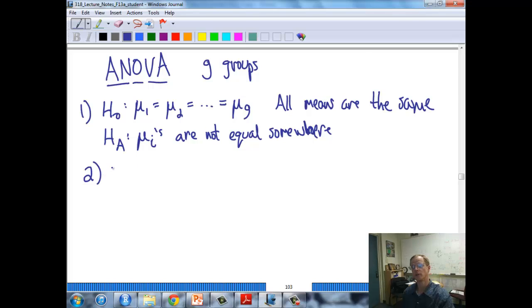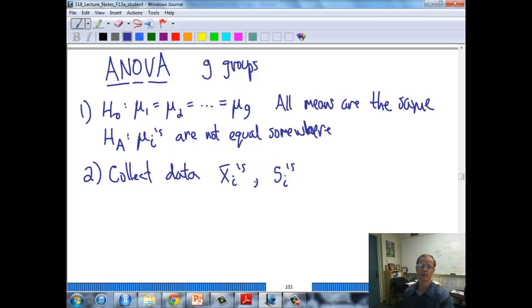And then in step 2 we're going to collect the data. So we're going to get data, and of course we're going to calculate the sample means. So we're going to get the x bar i's. We're going to calculate the sample standard deviations, the sigma i's. I could put a hat on those, I guess I could put S. So the sample standard deviations.